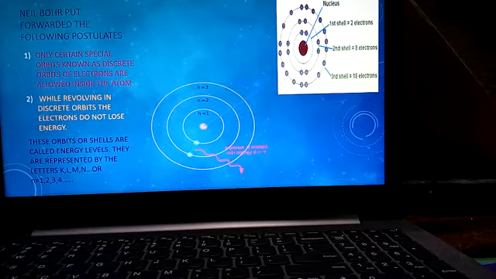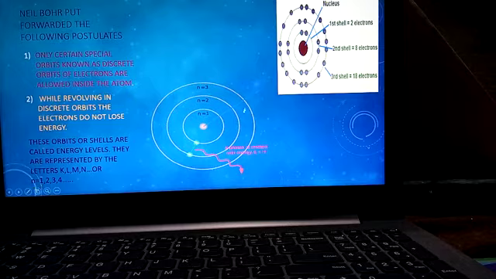So these orbits are also called shells, and they are called energy levels. So the orbits or the shells are called energy levels, and these energy levels are represented by the letters K, L, M, N and so on, or in place of K you are writing it as small n equal to 1, 2, 3, 4 and so on.